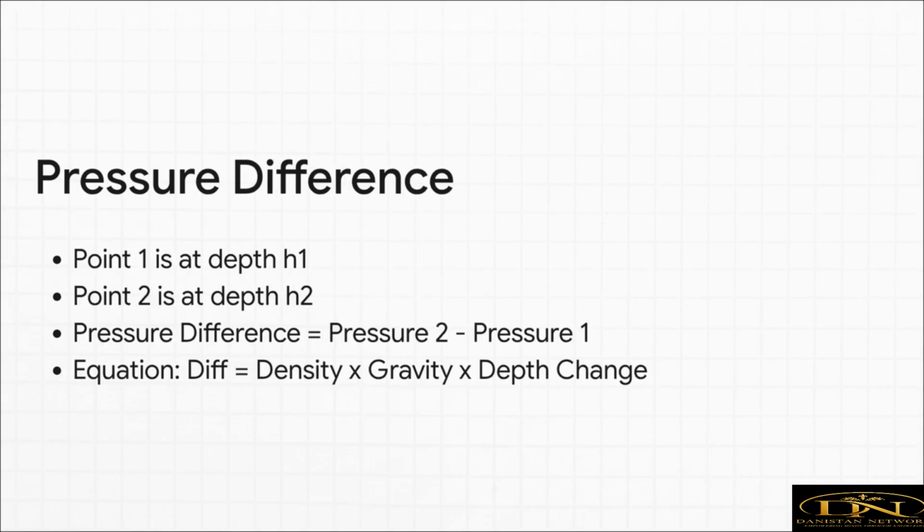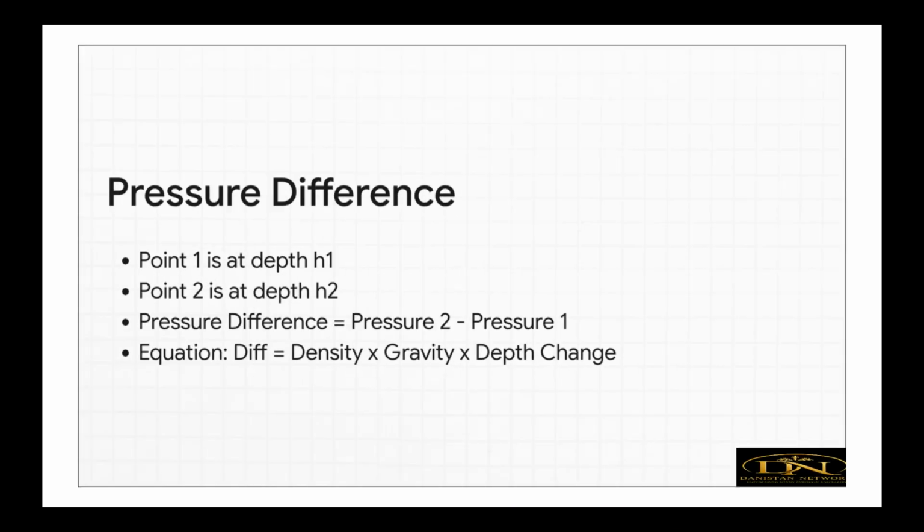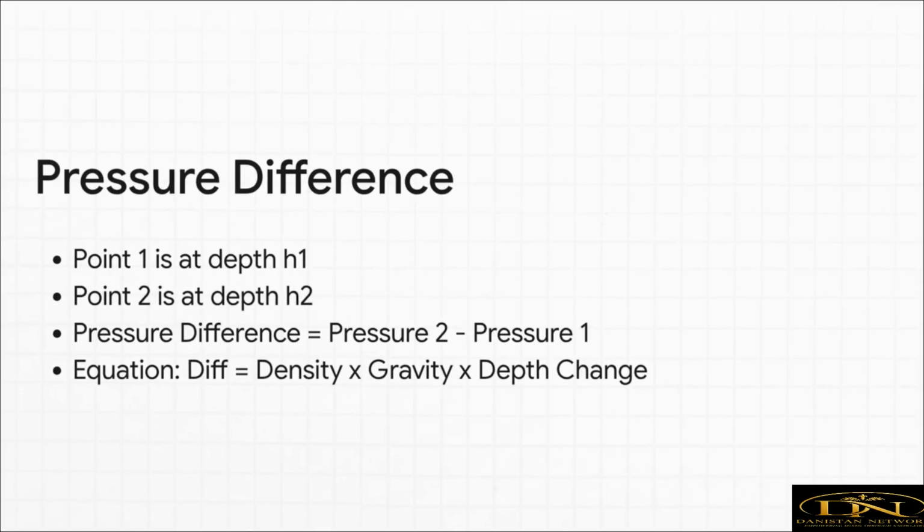Now, how exactly do we calculate the pressure difference between 2 varying depths? Trust me, this is a highly critical skill for your exams. If point 1 is at depth h1 and point 2 is deeper at h2, the pressure difference, delta P, is simply the pressure at point 2 minus point 1. By factoring out our constants, density and gravity, we get our key equation, delta P equals rho times g times delta h. Put simply, the change in pressure is directly proportional to the change in depth.